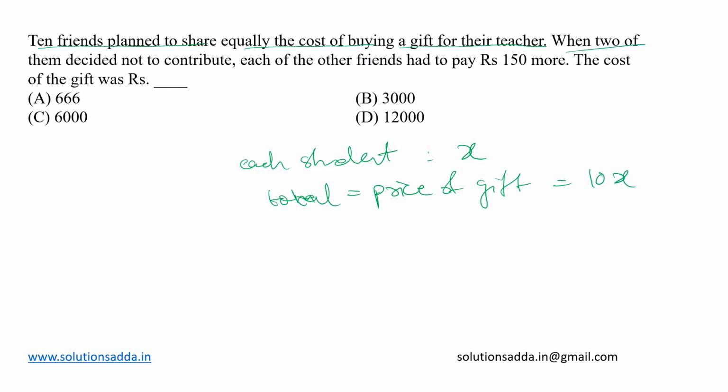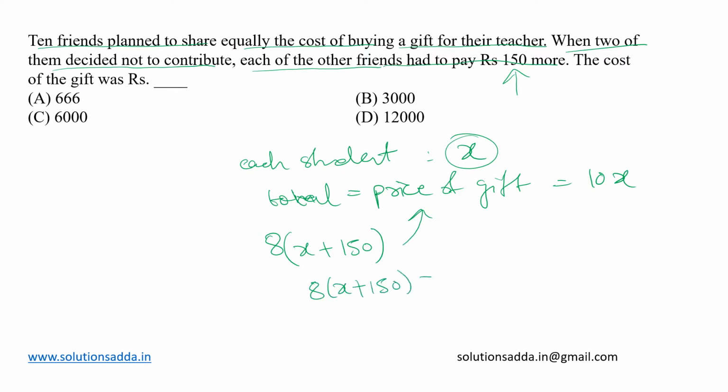Now they are saying when two of them decided not to contribute, then each of the other friends had to pay rupees 150 more. Now out of these 10, two people are not contributing. So we have 8 contributors, and each of them, who were earlier paying only X rupees, now has to pay 150 more. So each of these 8 friends will contribute X plus 150 rupees, and that will be equal to the price of the gift, which means we can write 8 times (X plus 150) equal to 10X. Now we shall solve this.